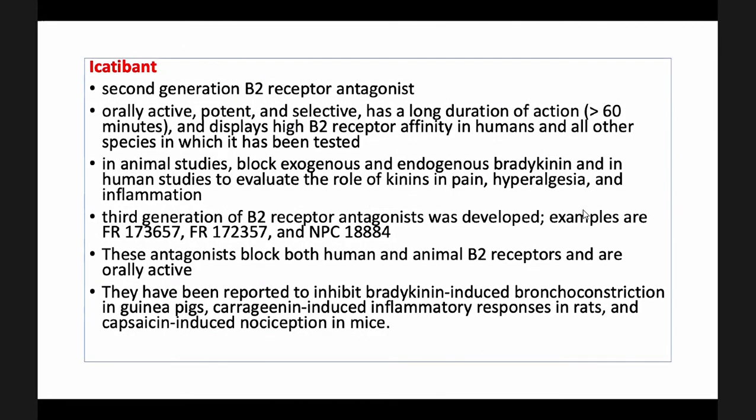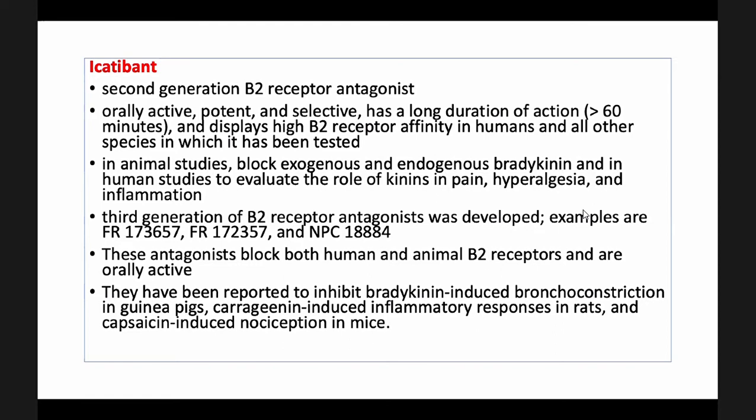So you have your icatibant. These are second generation B2 receptor antagonists. They are orally active, potent, and selective, and they have a long duration of action, more than 60 minutes. It displays high B2 receptor affinity in humans and all other species in which it has been tested. In animal studies, it will block exogenous and endogenous bradykinin, and in human studies, its role in pain, hyperalgesia, and inflammation management is being evaluated.